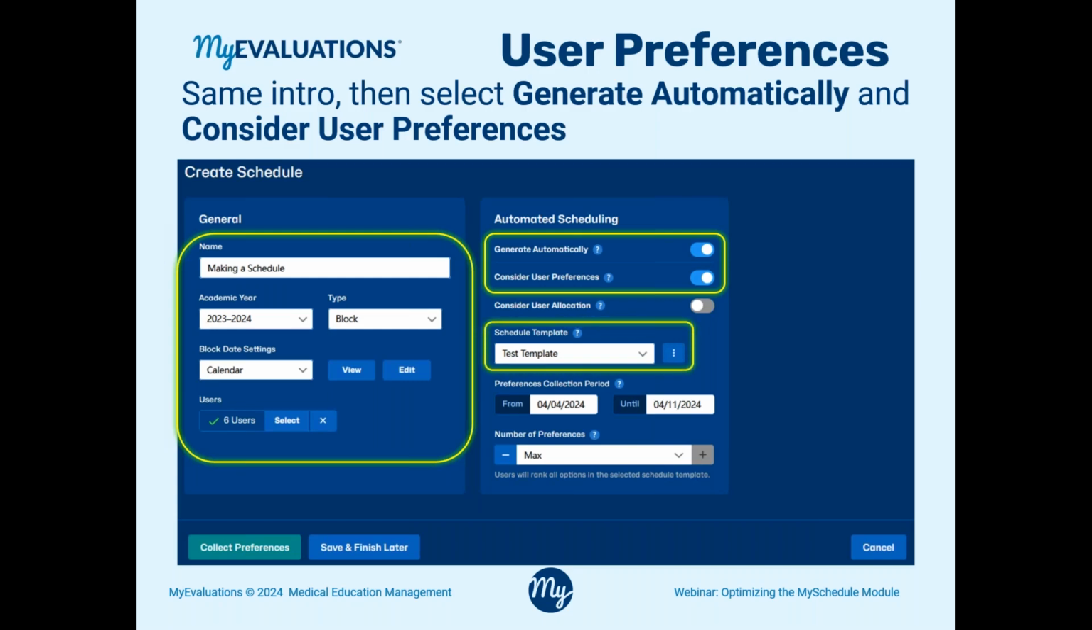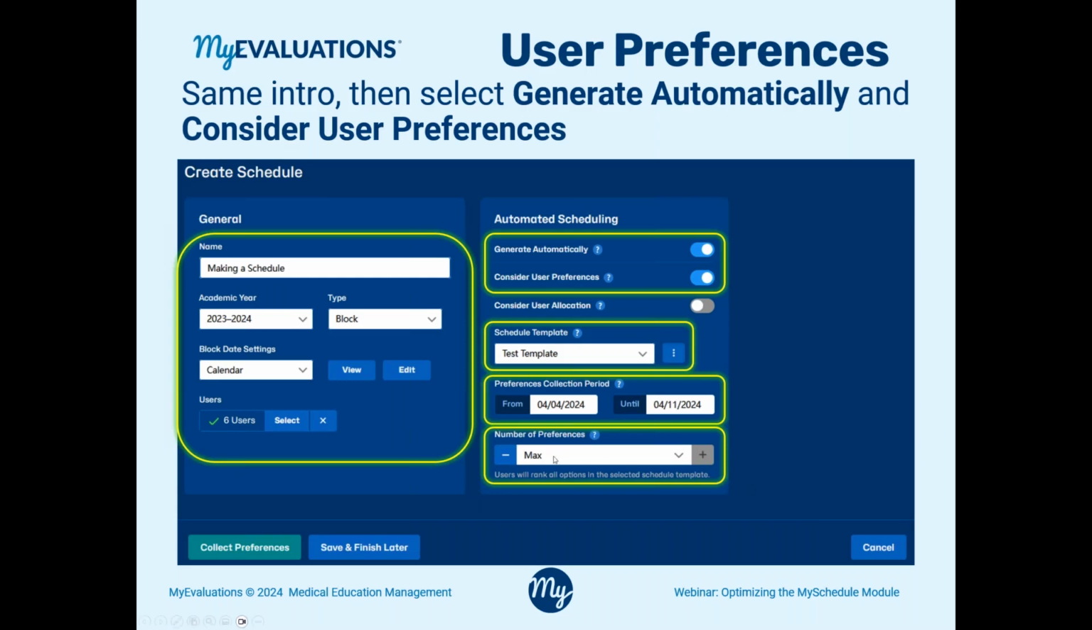Great. Then it's also going to give me the option to set up my collection period. What's the start date and the end date where residents can submit their preferences? In this case, you're giving them from today, April 4th through April 11th, to submit their preferences. And how many preferences can they give? Well, it depends on how many options you create. If you only create one option, there isn't much of a preference they can give you. But if you create 5 options in your template, they'll have up to 5 different options to choose from.